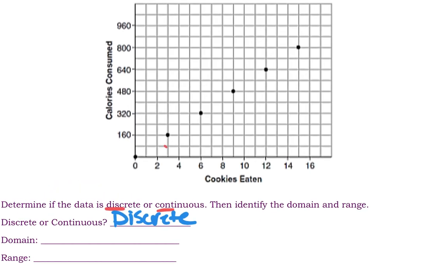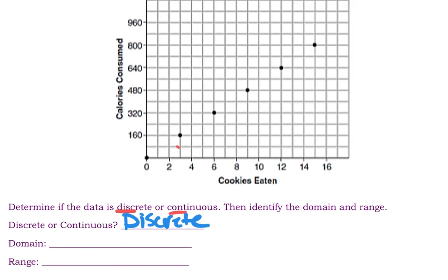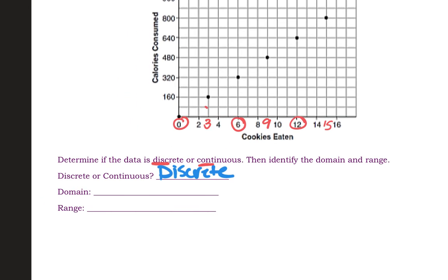All right, for the domain, it's the same idea. For the domain, are those the x's or the y's? The x's. Okay, so what x values do I have? Start off with 0, and then we have what? 3, what else? 6, 9, 12, and 15. All right, let's go ahead and write those out. So we said 0, 3, 6, 9, 12, and 15.